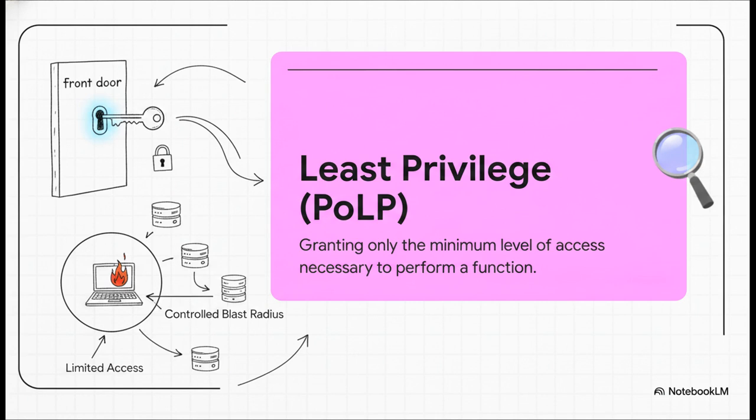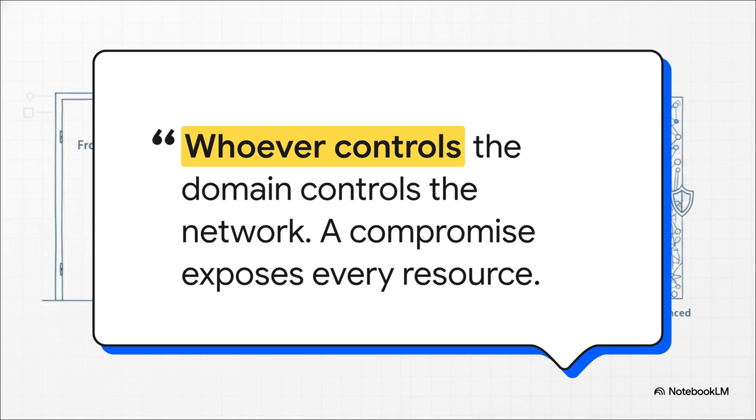If a standard user's laptop gets compromised by a phishing attack, PoLP ensures the attacker only gets access to what that specific user could see. It ensures that a compromised standard account doesn't accidentally hand the attackers the keys to the entire corporate kingdom. And if you lack those fire breaks, the consequences are severe.